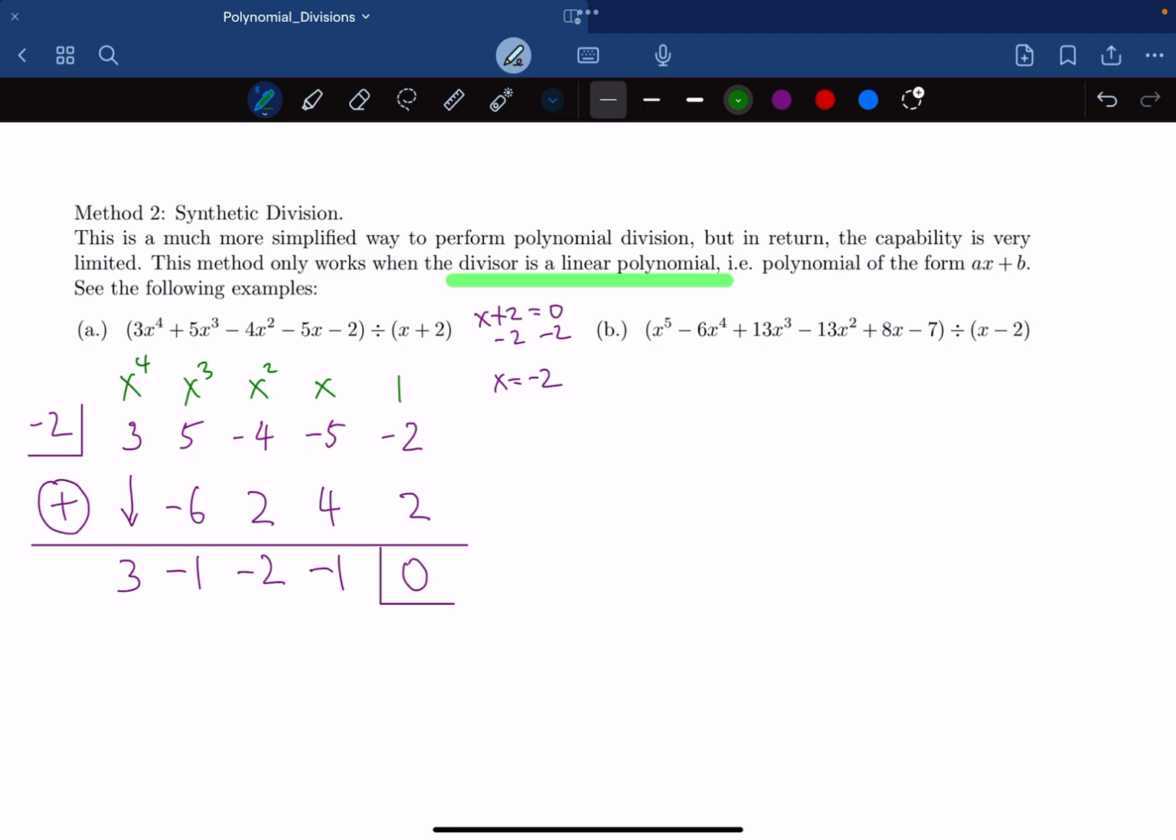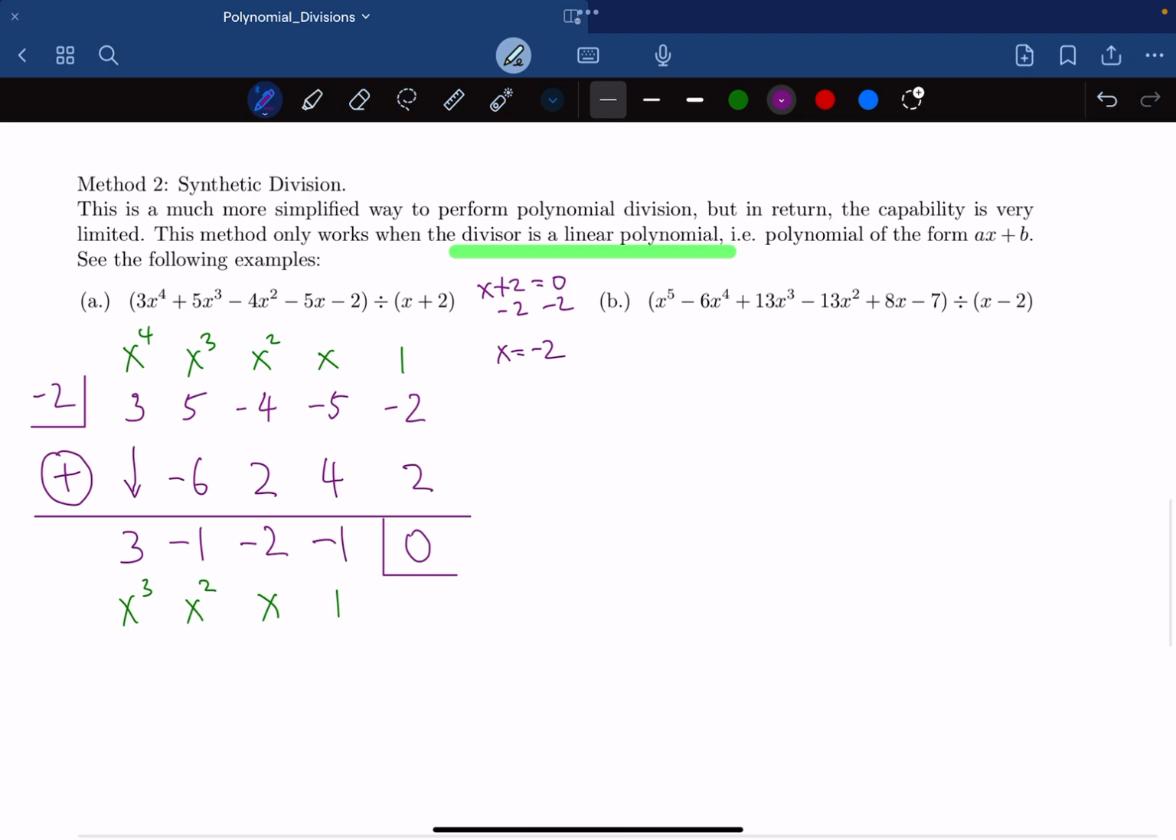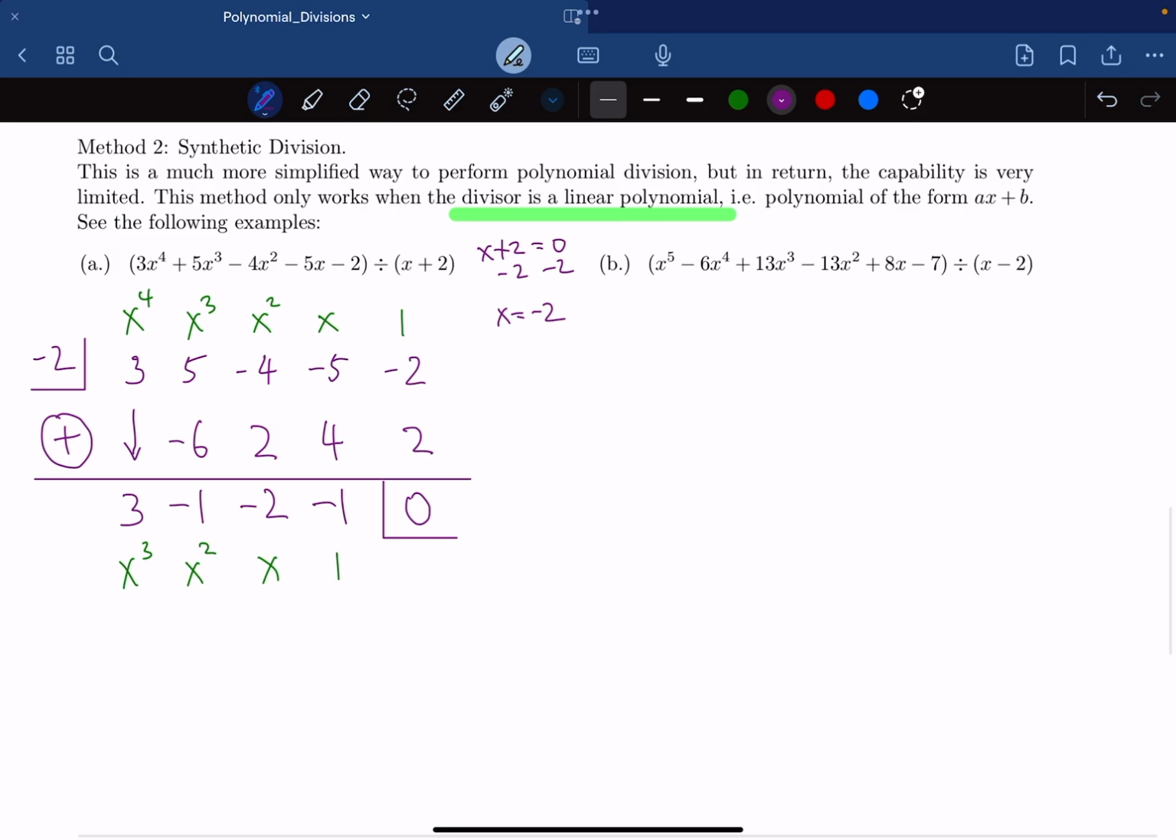But on the bottom, all of the terms lose 1 power. So 3 is now the coefficient of x to the third, negative 1 is the coefficient of x squared, negative 2 is the coefficient of x, and negative 1 is the coefficient of nothing, aka the constant term. You don't typically write these powers of x up here. This is entirely for presentation purposes, I guess. But that is the way that you should be thinking about it.